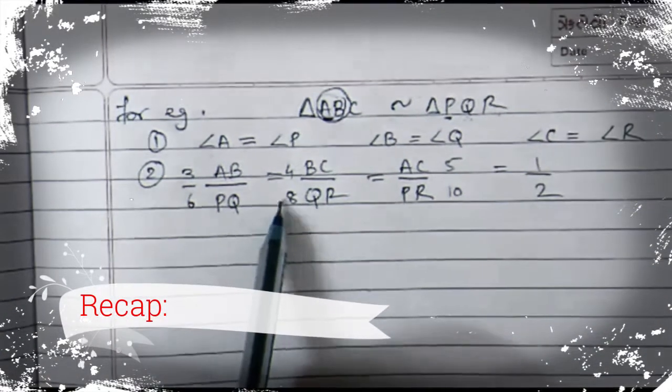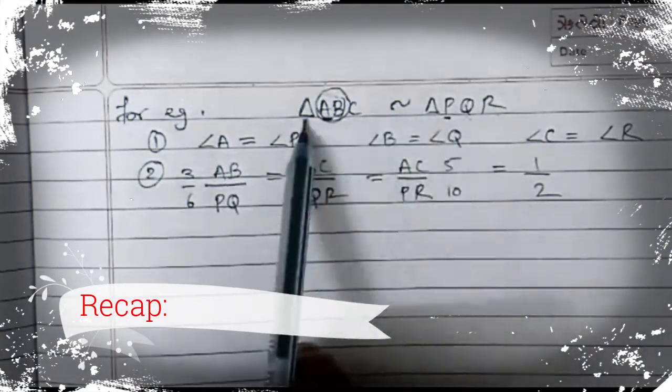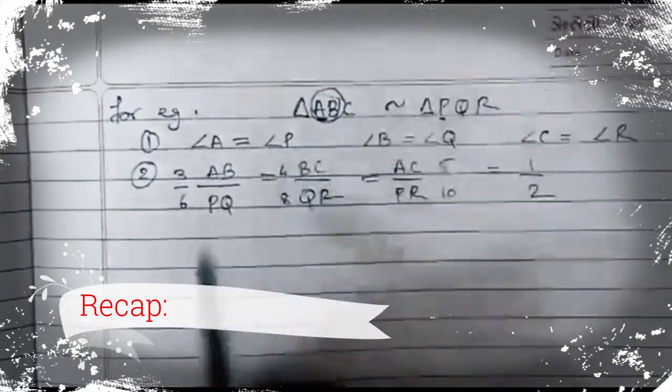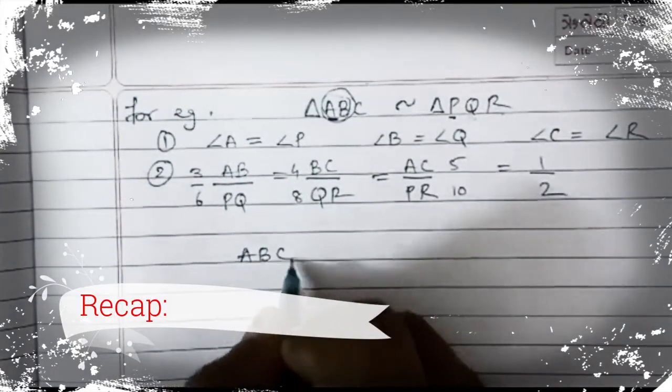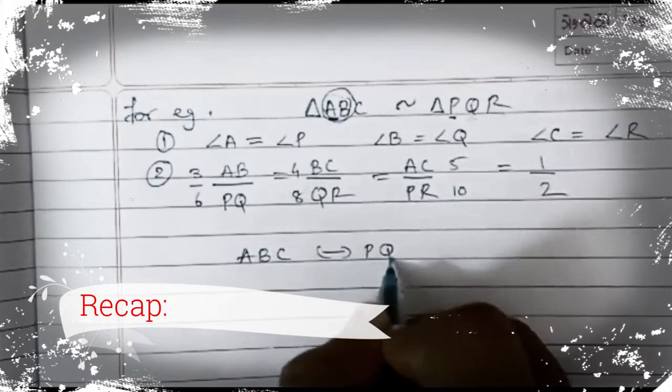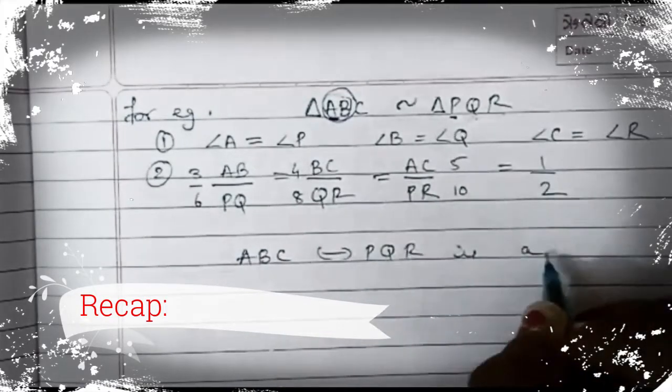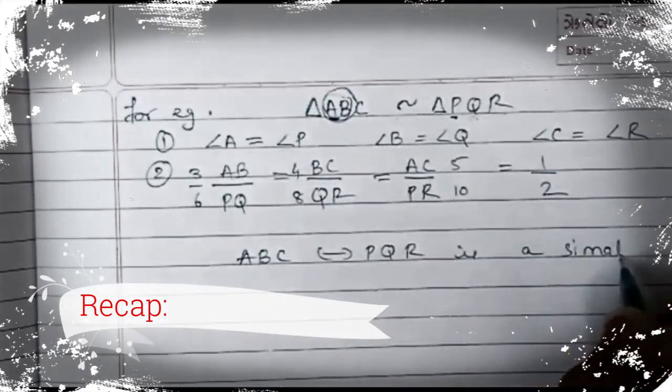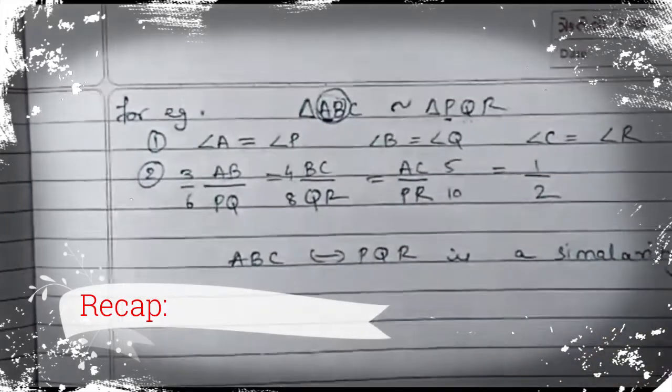Conditions are satisfied, we can say the given two triangles are similar, or the correspondence ABC to PQR is a similarity, right? So in this way we can prove. So this is according to the definition.